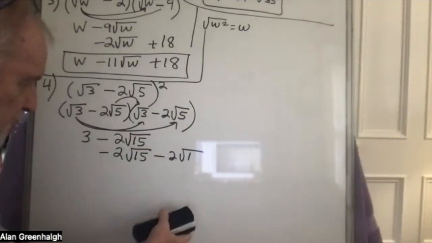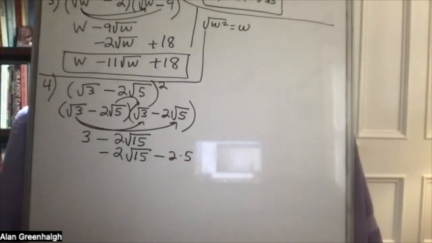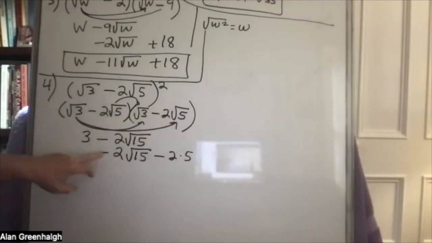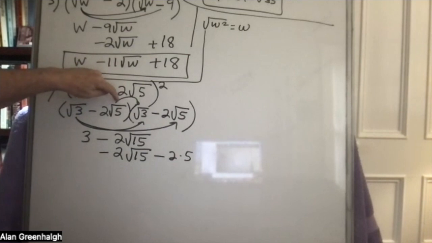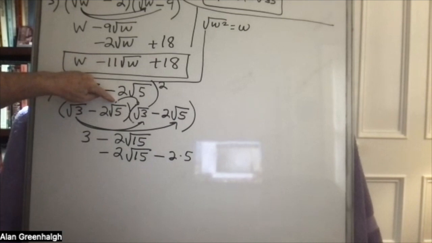Let's speed it up a little bit here. So here's what I did. The square root of 3 times the square root of 3 is 3. Then the square root of 3 times negative 2 times the square root of 5 is negative 2 times the square root of 15. Then you go to this term: negative 2 times the square root of 5 times the square root of 3 is another negative 2 times the square root of 15.